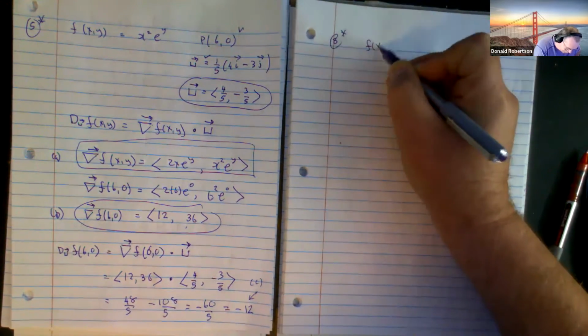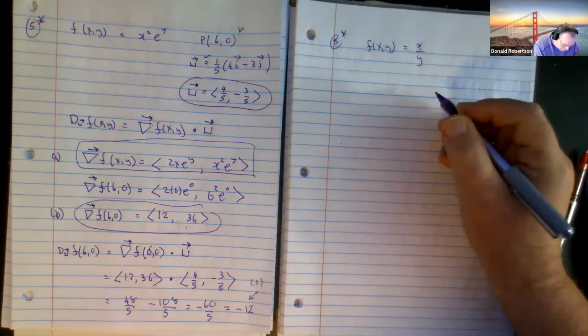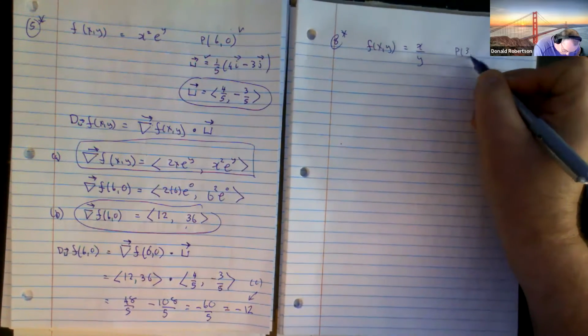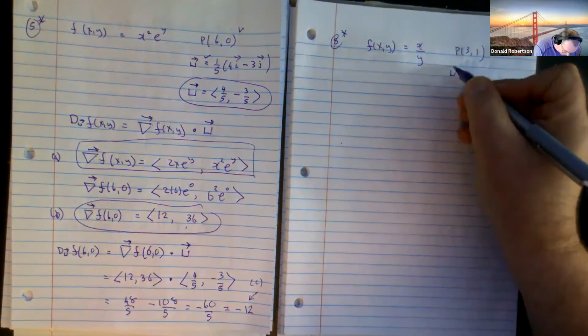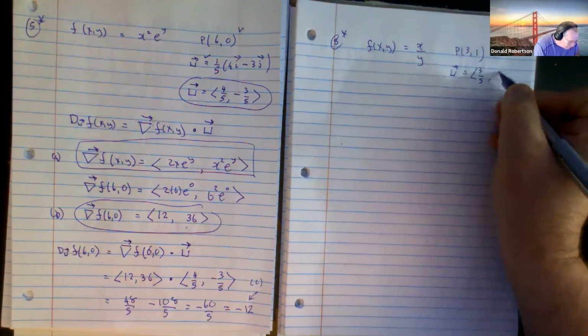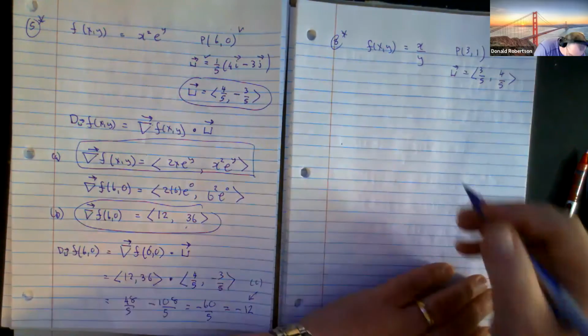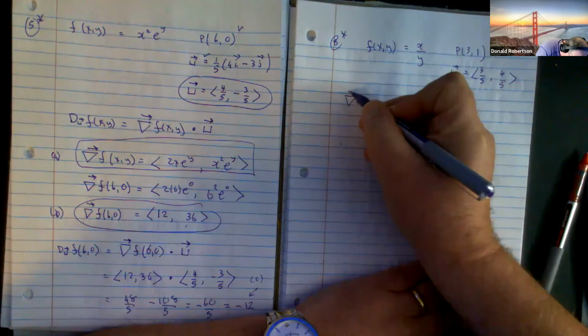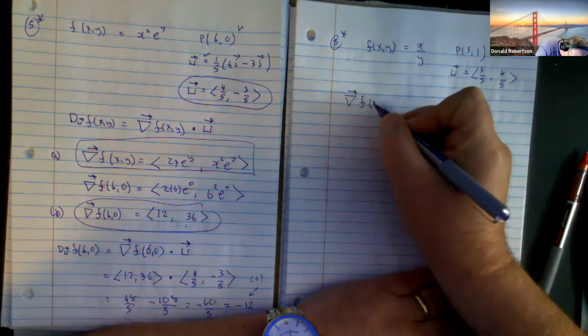So the function that we're going to find a directional derivative for is that surface. We're interested in the point 3, 1. And the unit vector that we're going to use is 3/5, 4/5. Just fine. So I'm going to find the gradient vector first.